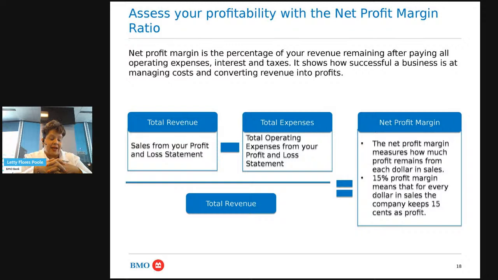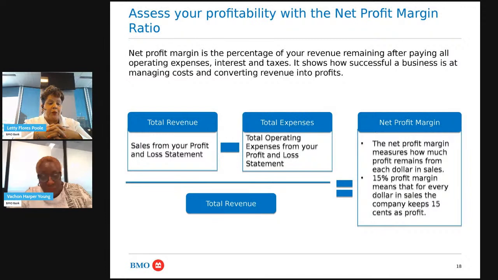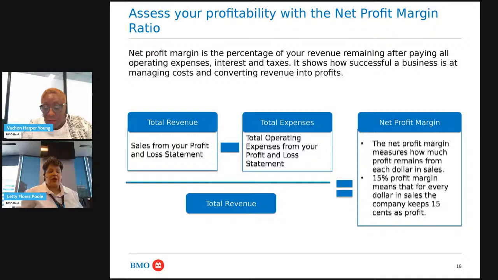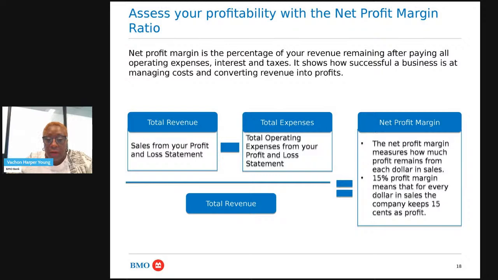I'm going to turn it back to Vashon, so she's going to walk us through a few more ratios. Can't hear you. Okay, I was on mute.